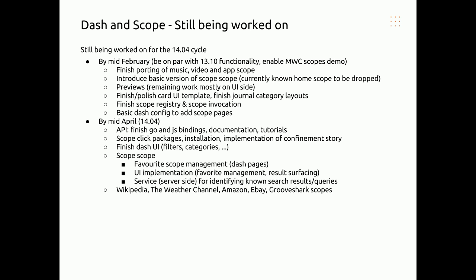There are also quite some items left for the server. This includes favorite scope management, both the UI and backend, and a server-side service to directly present matching results in the Dash. Speaking of the server, we plan to port the wiki, the weather channel, Amazon, eBay, and Grooveshark server scopes by mid of April. All in all, still some work to be done, but we are highly confident that we will reach our goals in time.